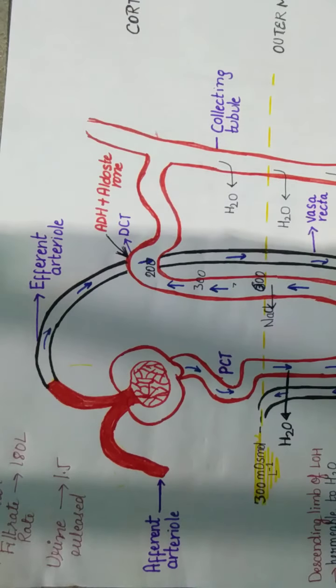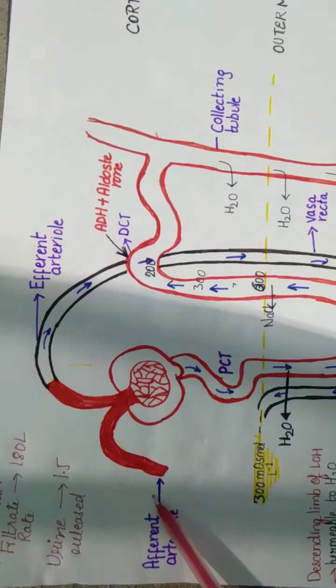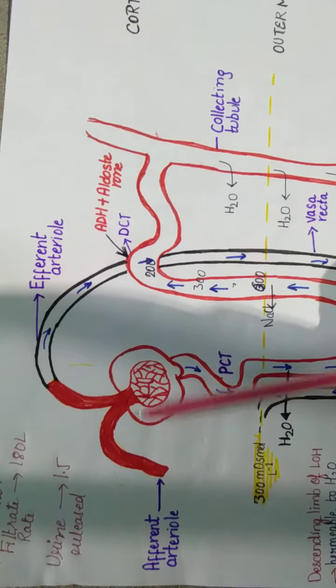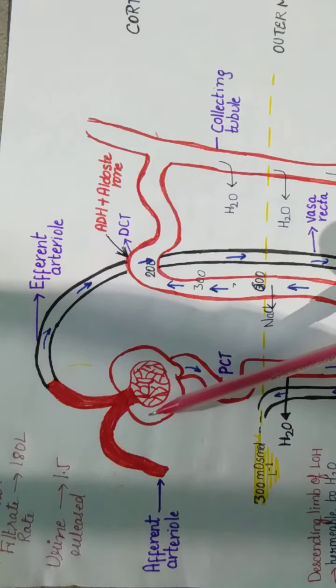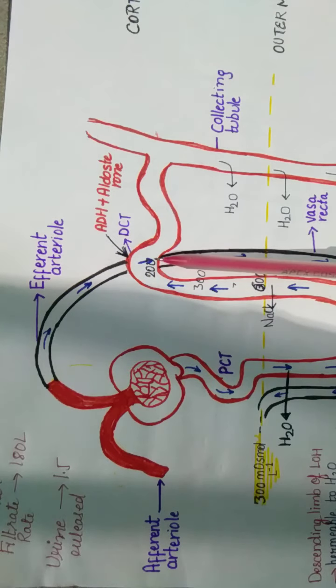Now let's see how concentrated urine is produced. This is the afferent arteriole. This afferent arteriole brings 1100 to 1200 ml of blood per minute to the glomerulus. Now all the essential components from the blood are taken away by this arteriole, and this arteriole transfers all the essential components to the heart.